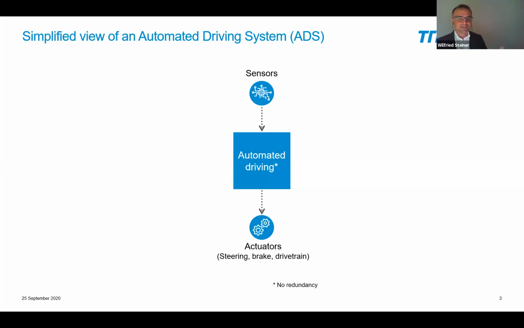Those sensors feed into this big block of automated driving, where we have the typical tasks of identifying objects, making a plan, calculating trajectories. And if you're done with the trajectory planning, you generate control commands towards your actuators, such that your car will move along the calculated trajectory.